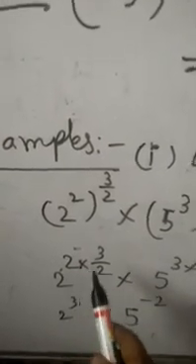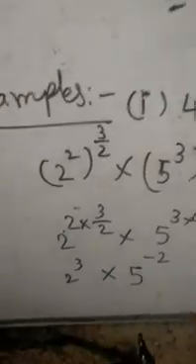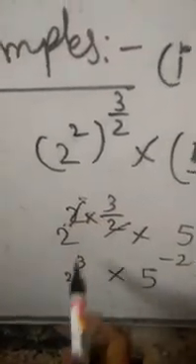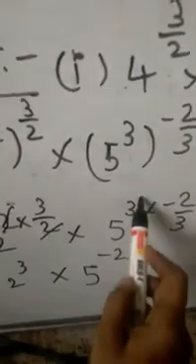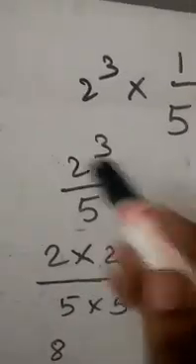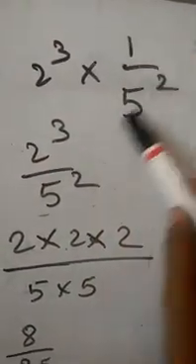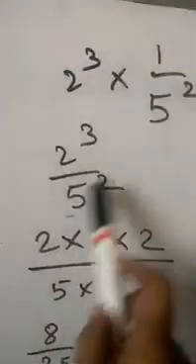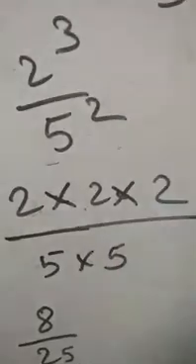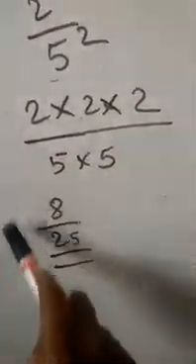2 to the power of 2 into 3 by 2, into 5 to the power of 3 into minus 2 by 3. Next, here 2 cancels, remaining 2 to the power of 3 into, here 3 cancels, remaining 5 to the power of minus 2. Next, 2 cube into 5 to the power of minus 2, it will come 1 by 5 square. Next, 2 cube by 5 square: 2 cube we can write 2 into 2 into 2, 5 square we can write 5 into 5. Next, 2 twos are 4, 4 twos are 8, divided by 5 fives are 25.